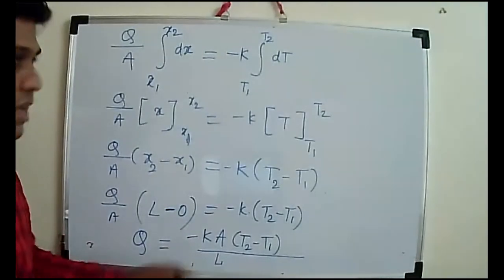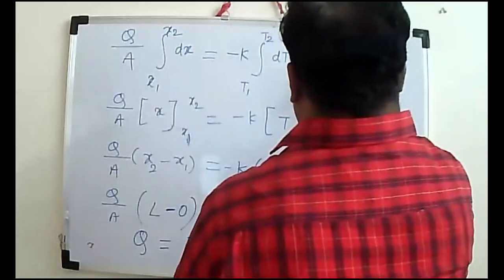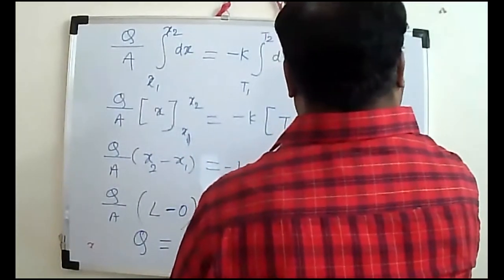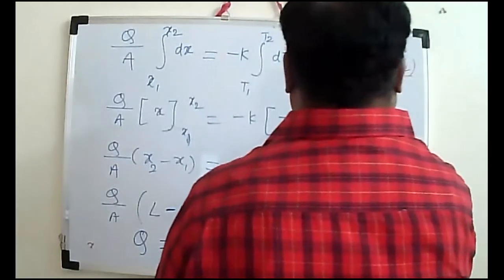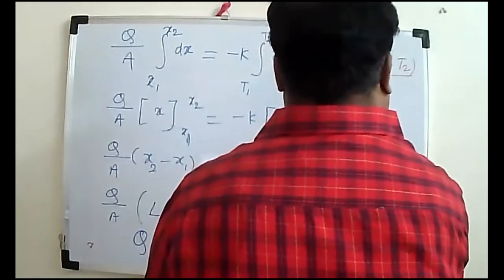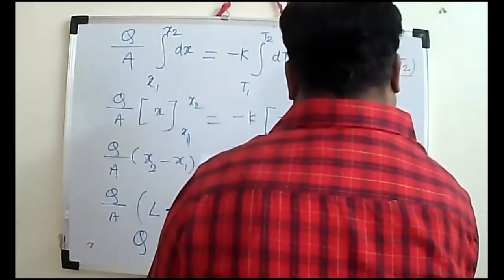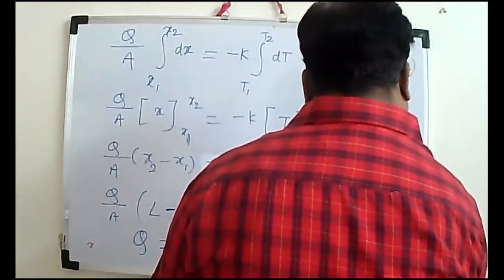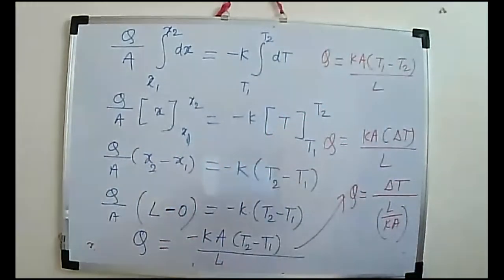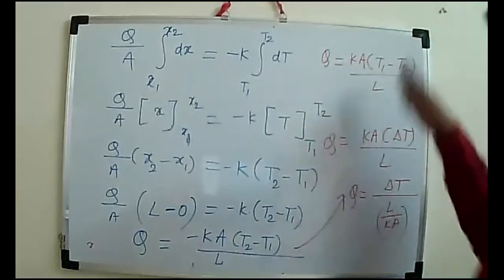और अगर ये माइनस साइन निकाला, तो इक्वेशन आता है Q by K into A, T1 minus T2 divided by L, means Q is equal to K into A delta T divided by L, and the final equation will be delta T upon L upon KA. So this is the left side of derivation and this is the right side.